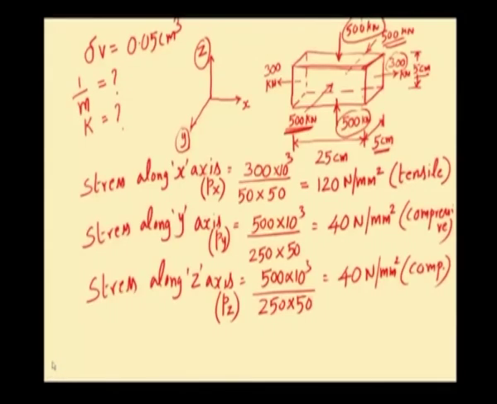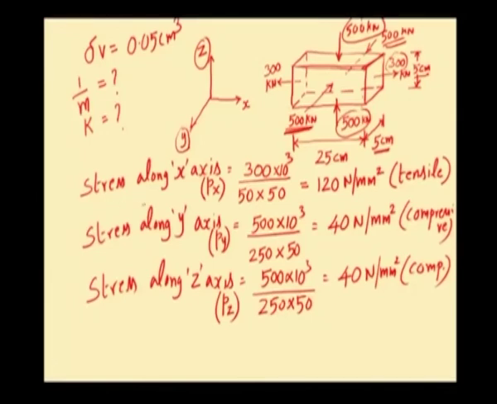Strain along x axis is given by epsilon x, which is given by stress along x axis P x divided by Young's modulus of elasticity E. Now, we shall once again go to the previous slide.